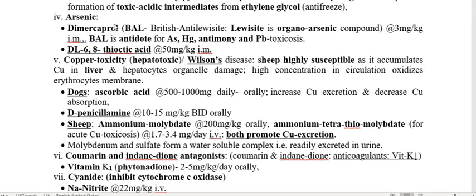dimercaprol. Dimercaprol is also known as BAL. So, if you forget the antidote for arsenic, you have to recall BAL. BAL means British Anti-Lewisite, and BAL itself indicates this is an antidote for arsenic, meaning lewisite.